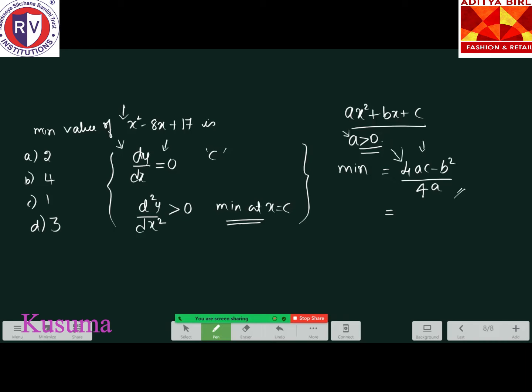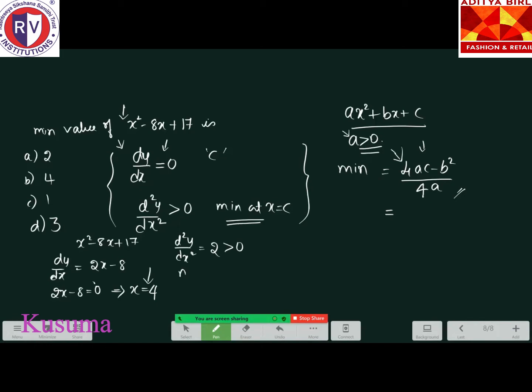Okay, so the given equation is x square minus 8x plus 17. So dy by dx of this is 2x minus 8. So if dy by dx is equal to 0, that is 2x minus 8 is equal to 0. This implies x is equal to 4. This is the stationary point. So d square y by dx square, here it will be 2, which is greater than 0. Therefore, the function will be minimum at x is equal to 4.